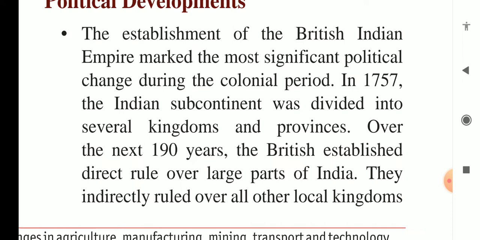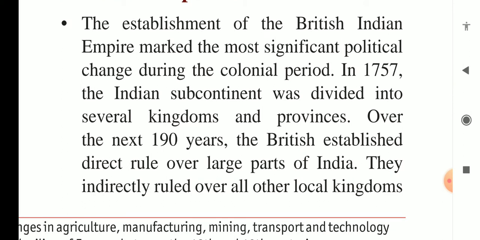We'll come to know in the next chapters when, where, and how India was colonized by the British, why, and how the territories were controlled, and by whom. But in 1757, the Indian subcontinent was divided into several kingdoms and provinces. Many states were there, many princely states were there, many kingdoms were there. Over the next 190 years, the British established direct rule over large parts of India.